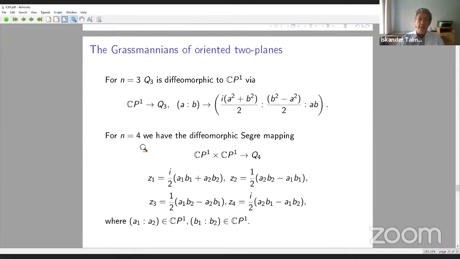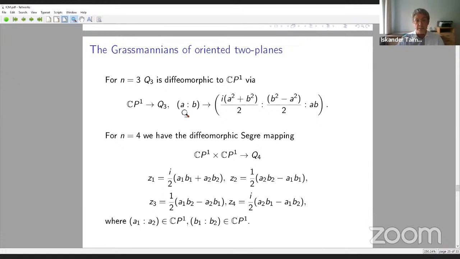For n equals 4, we have the Segre mapping, CP^1 times CP^1 into Q_2. This is again a diffeomorphism. And you see these A and B are exactly psi1, psi2. Here that's A1, A2, it's psi1, psi2 bar, B1, B2, phi1, phi2 bar. And here it's again psi1. For surfaces in R^3, A is psi1 and B is psi2 bar. So this is the case.